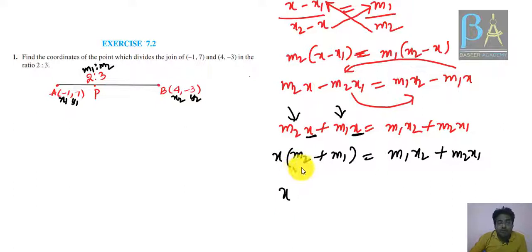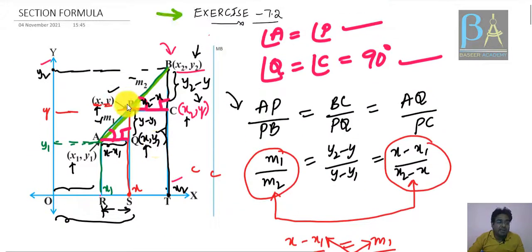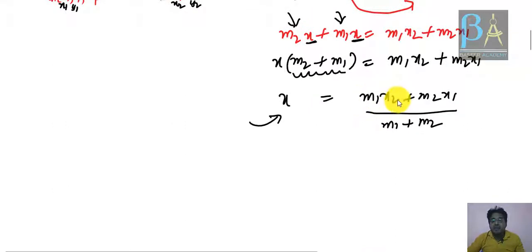Now m2 plus m1 is multiplying on the left hand side, so obviously it is going to divide on the right hand side. The right hand side I'm writing as it is for now. So I got the x coordinate of the point P as m1 x2 plus m2 x1 by m1 plus m2.